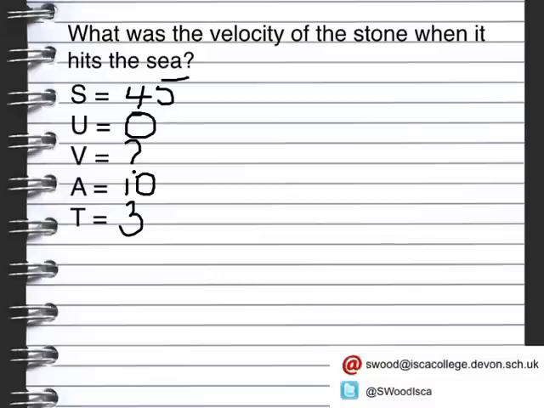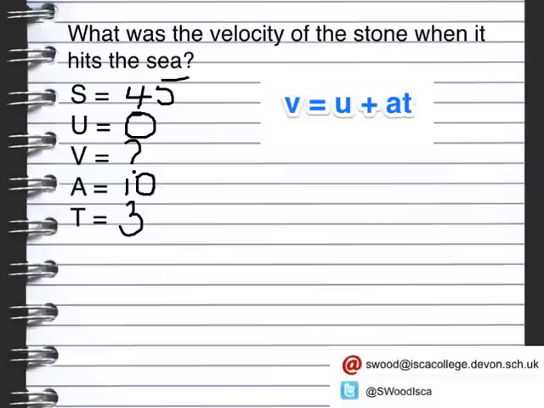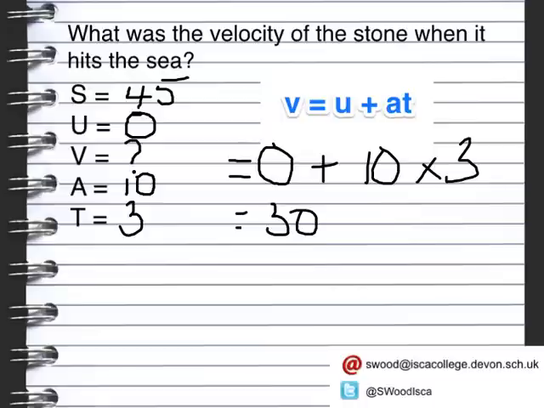Now, the equation we're going to need is for working out our final velocity. So we've got the initial velocity, we've got the acceleration, and we've got the time. So if our initial velocity is 0, our acceleration is 10, times our time, which is 3, we've got 30 meters per second. So this is our vertical velocity.